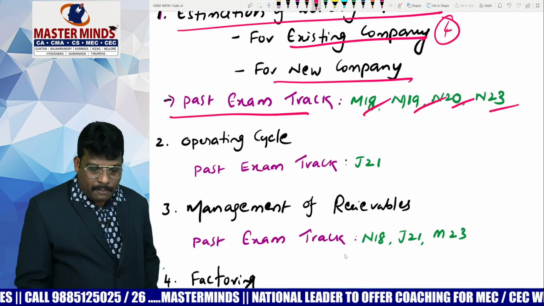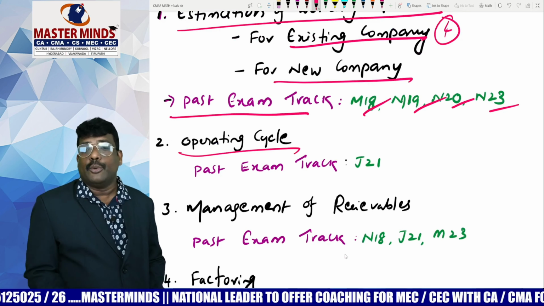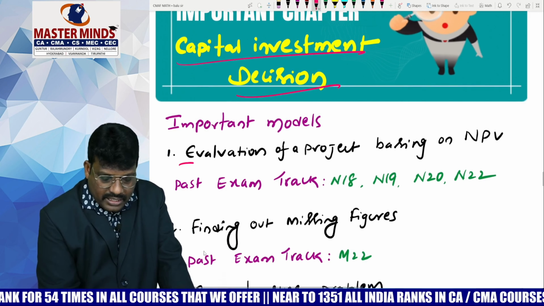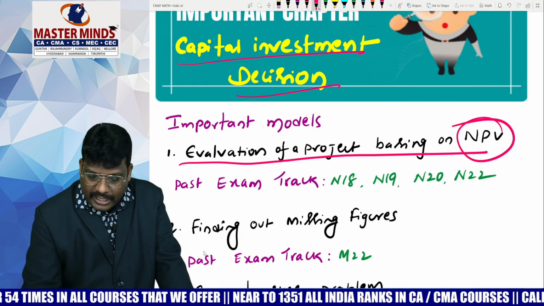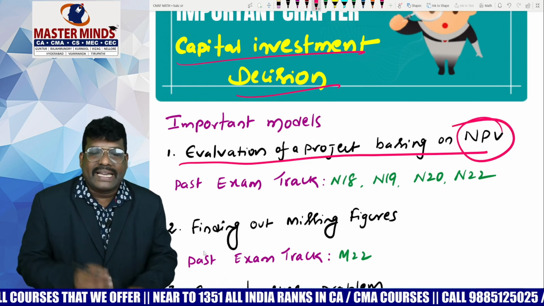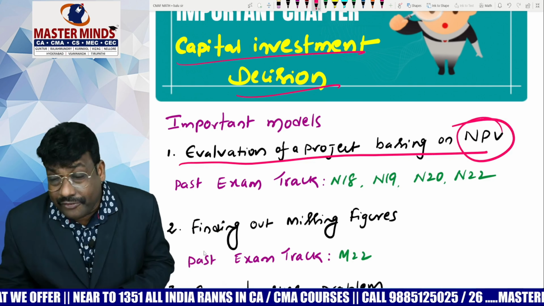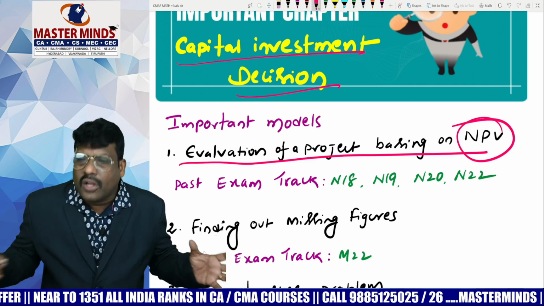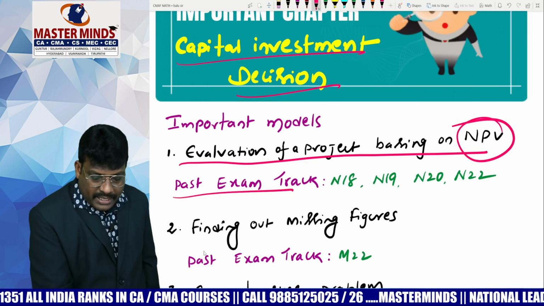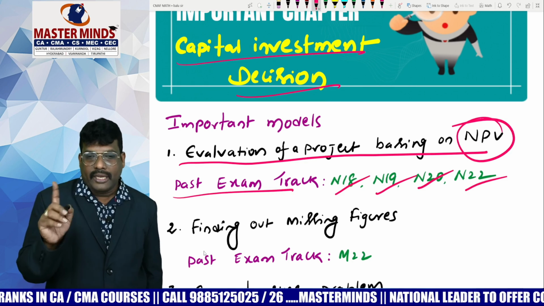Thereafter, operating cycle is also very, very important. Operating cycle is a combination of various individual holding periods. Dear students, here if you observe, the method that plays a very, very important role, meaning evaluation of a project basing on NPV, is evergreen. So calculation of NPV by considering working capital, subsidy, contribution ratio, profit and loss, and present value factor, all these things, you have to evaluate a project. That's important. In past exams 18, 19, 20, 22, only this model they've been concentrating on.